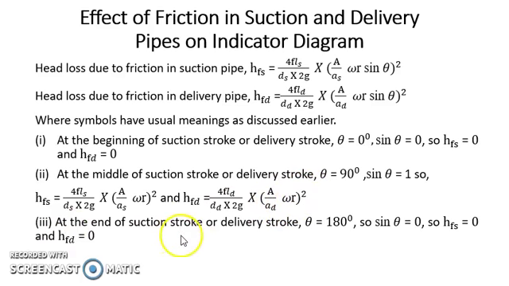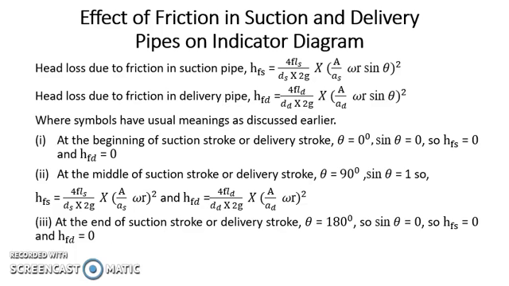At the end of the suction stroke or delivery stroke, theta is equal to 180 degree, so the value of sine theta is equal to 0. So from the above expressions, we can observe that the value of HFS is equal to 0 and the value of HFD is also equal to 0. Now, it can be clearly observed that frictional losses are 0 at the beginning and end of each stroke and maximum at the middle of each stroke.